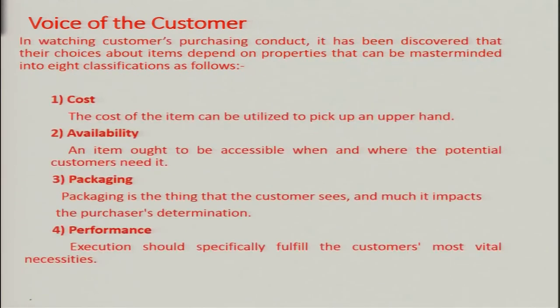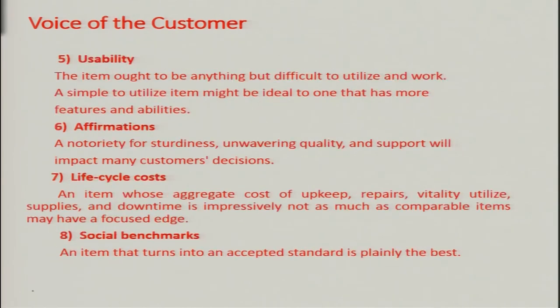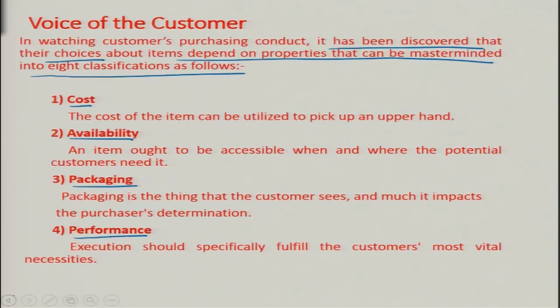So, what is voice of customer telling us here? In watching the customer's purchasing conduct, it has been discovered that their choices about items depend on properties that can be arranged into 8 categories as follows. Number 1 is cost, number 2 is availability, packaging, performance, then usability, affirmations, life cycle cost, and social benchmarks. Cost. The cost of the item can be utilized to gain an upper hand. The cost is the first question the customer would ask: could I afford this item? That is the question that he will ask.